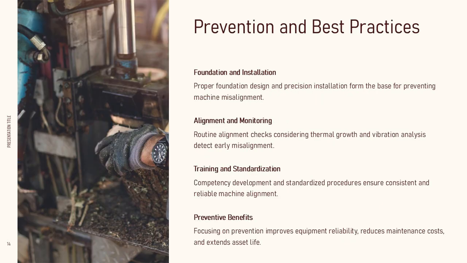Preventing machine misalignment requires a structured and disciplined approach throughout the equipment lifecycle. Best practices begin with proper foundation design, precision installation, and the use of accurate alignment tools. Correcting soft foot, minimizing pipe strain, and ensuring baseplate stability are essential steps. Alignment should be performed with consideration for thermal growth and actual operating conditions. Routine monitoring, including vibration analysis and periodic alignment verification, helps detect early deviations before failures occur.